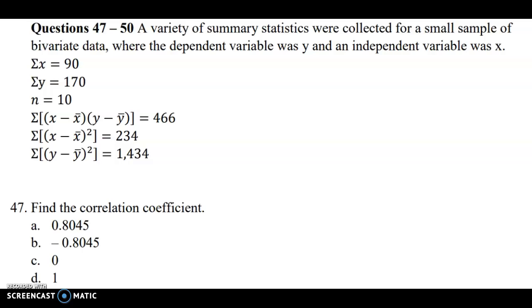Question 47. A variety of summary statistics were collected for a small sample of bivariate data. The dependent variable was y and the independent variable was x. Okay, so you have this information given right here. Find the correlation coefficient.